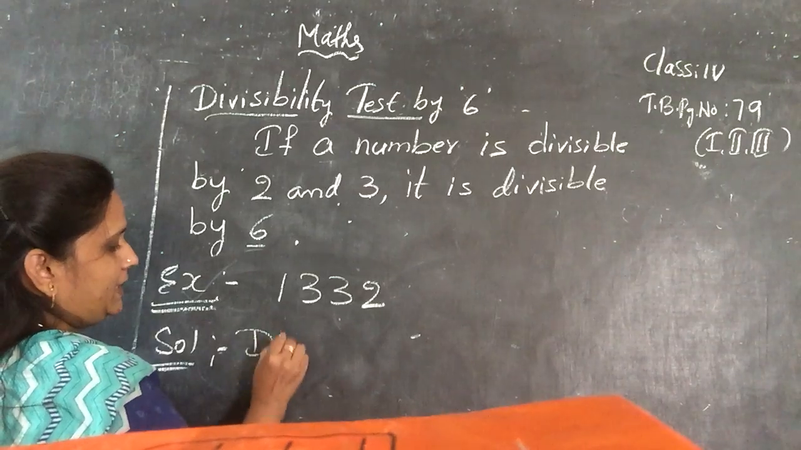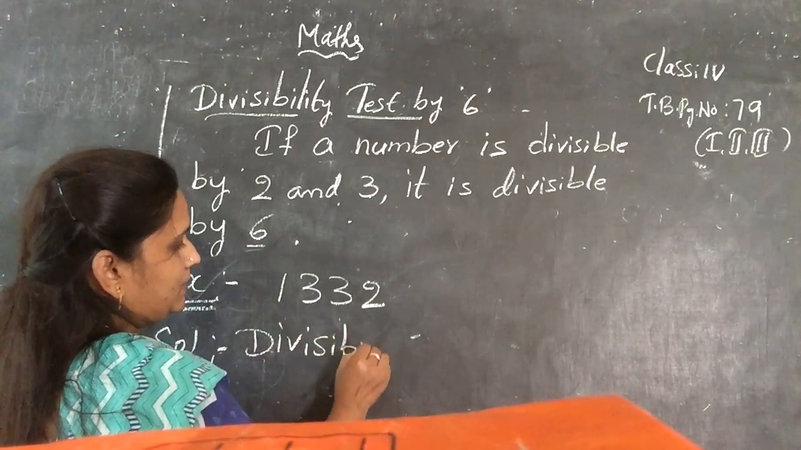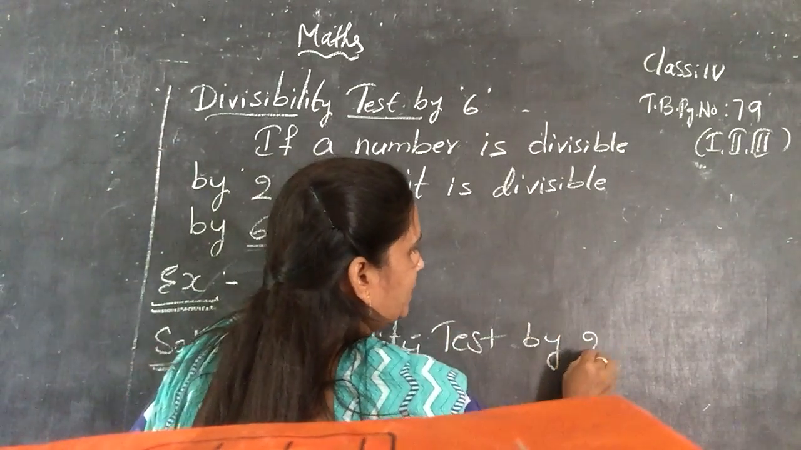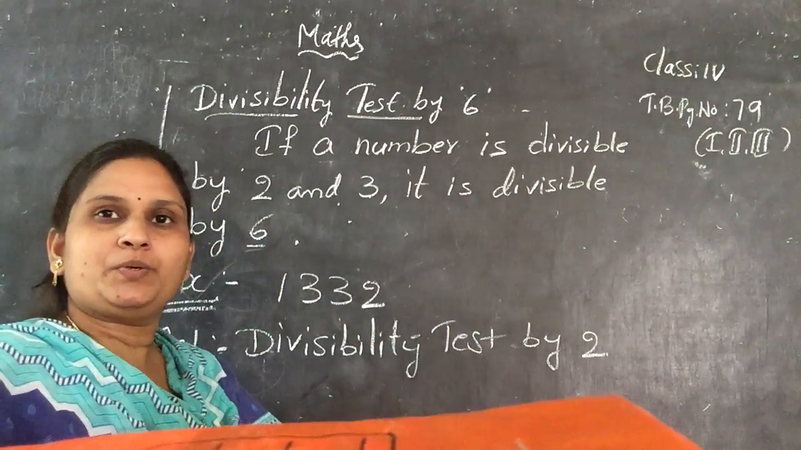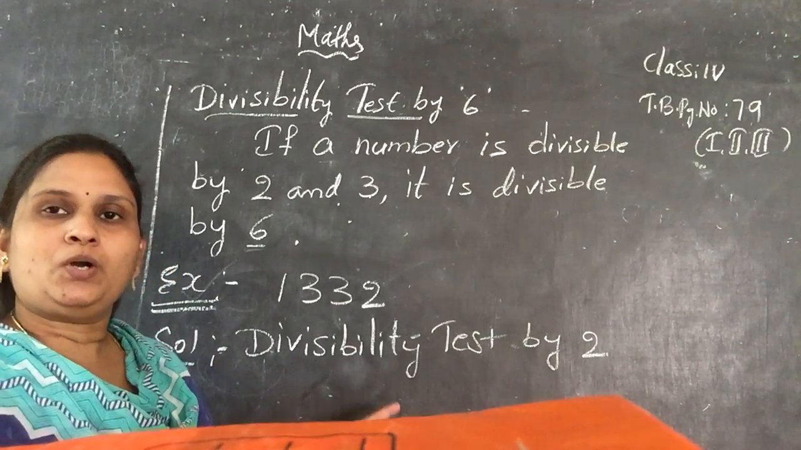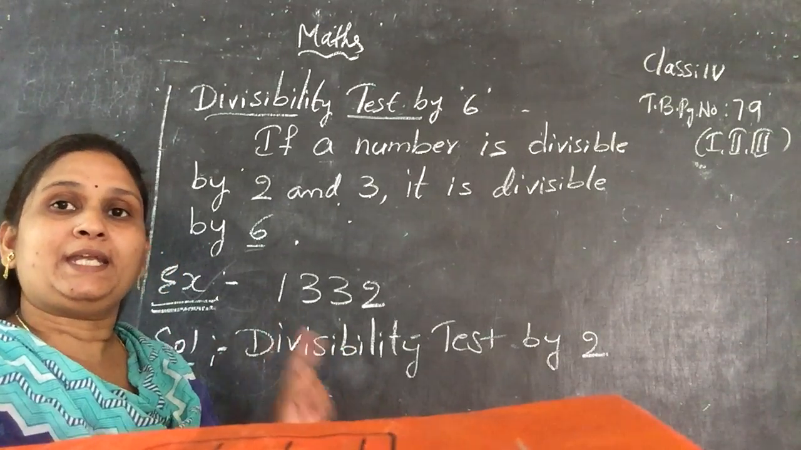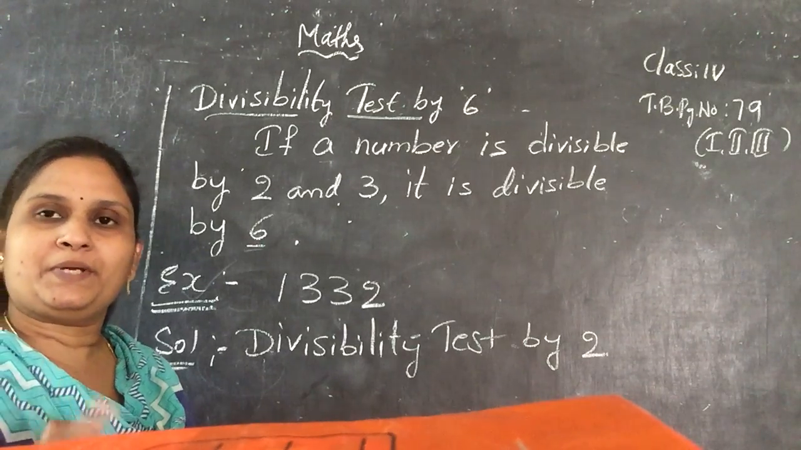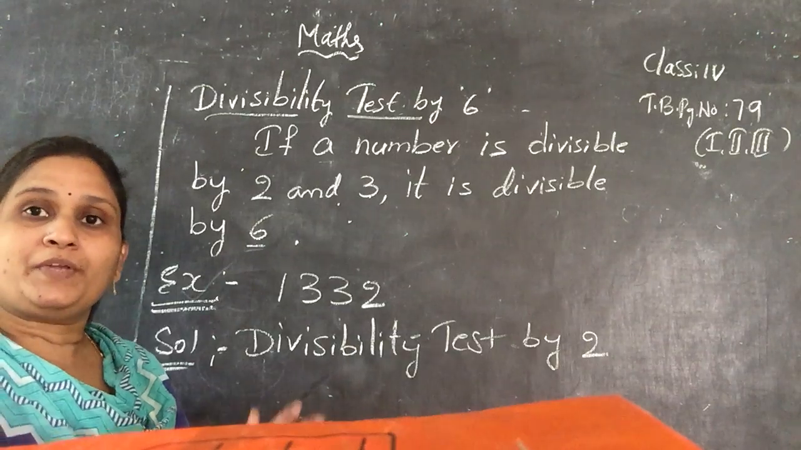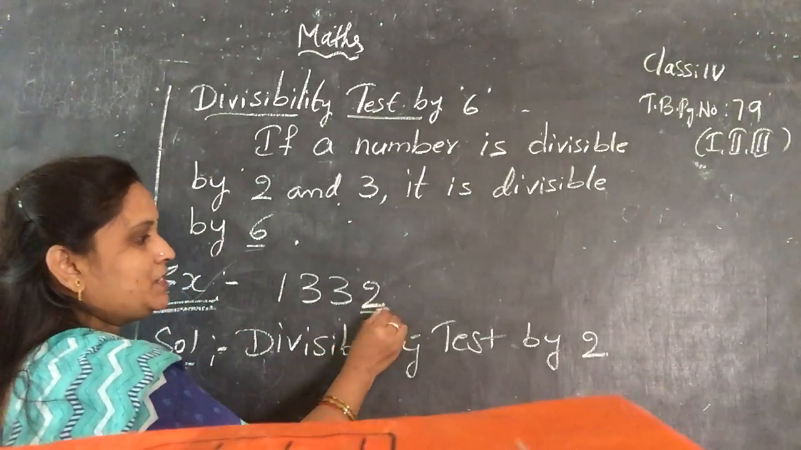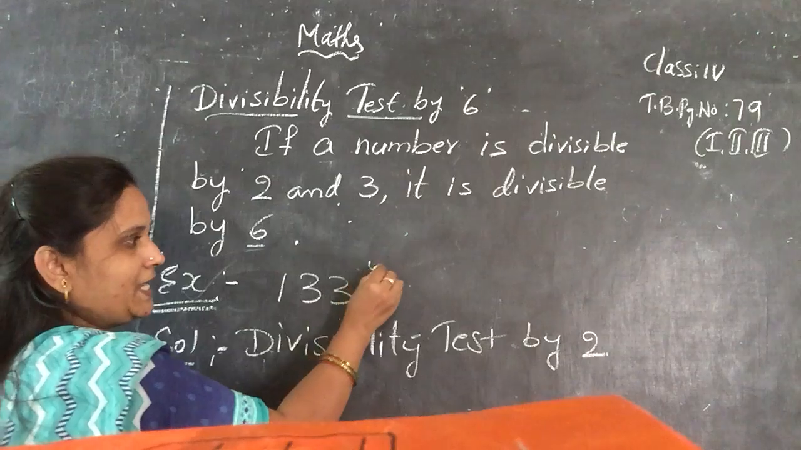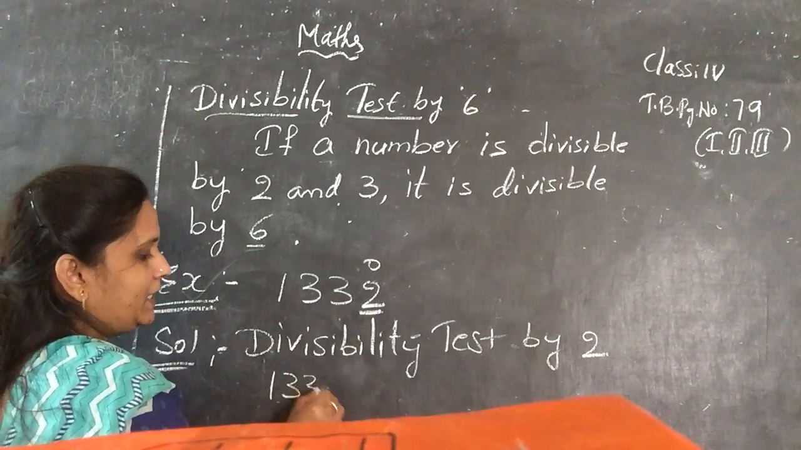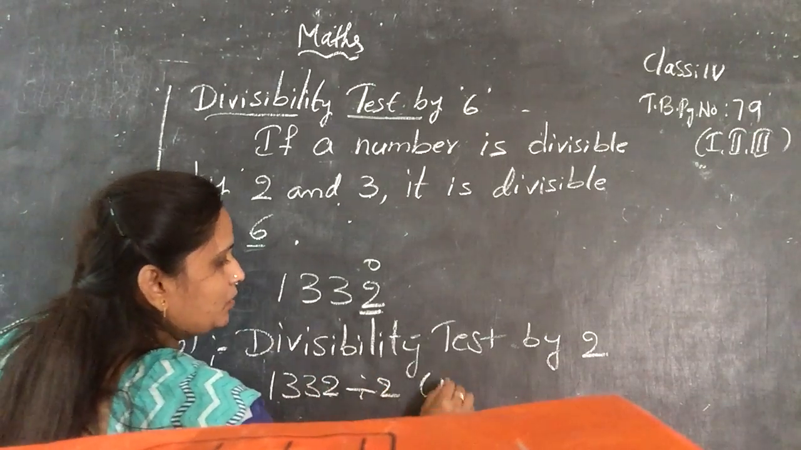Okay, now how to do the solution? First, divisibility test by 2. What is the rule for the divisibility test by 2? In the ones place, if any one of the numbers 0, 2, 4, 6, 8 is there, definitely that number is divisible by 2. So without doing long division, I check the ones place. As it is 2, an even number, definitely 1332 is divisible by 2.